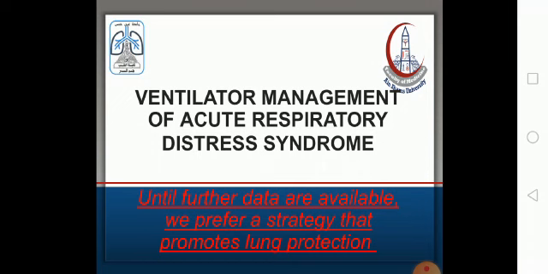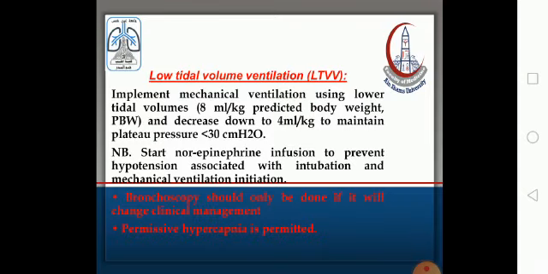Ventilator management of acute respiratory distress syndrome in COVID-19 patients depends on strategies that promote lung protection. The first of these lung protective strategies is low tidal volume ventilation, which is promoted to offer a tidal volume from 8 mL per kg predicted body weight and decrease down to 4 mL per kg to maintain a plateau pressure less than 30 centimeters of water.